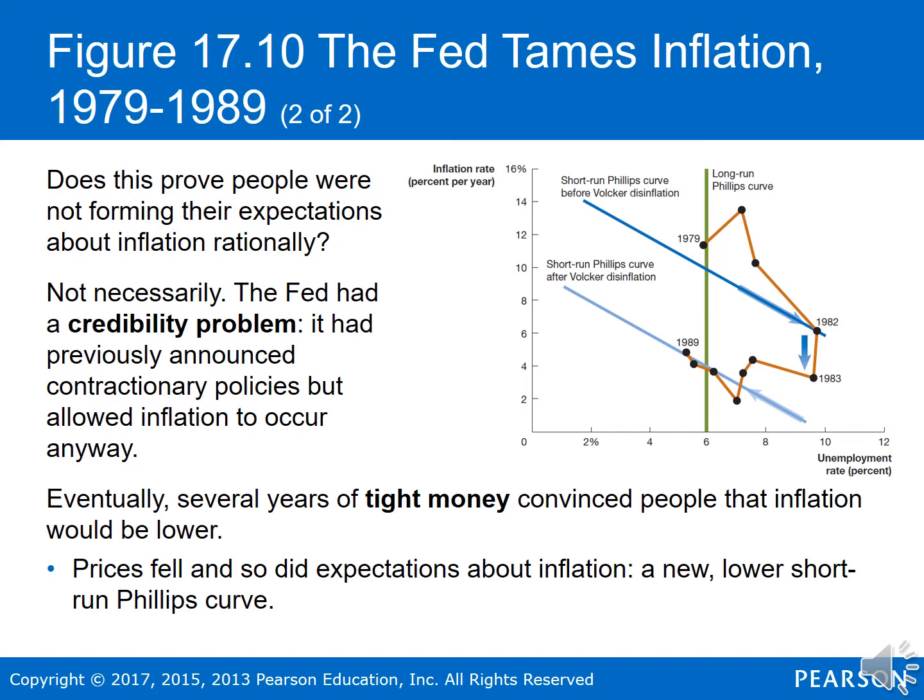So we see the figure on the right. We have the short-run Phillips curve. The first couple years, when expectations were still high, we moved along that short-run Phillips curve. Then, after people became convinced that the Federal Reserve was committed to this contractionary policy, we saw the Phillips curve shift down. So the entire curve shifted to a newer short-run Phillips curve.